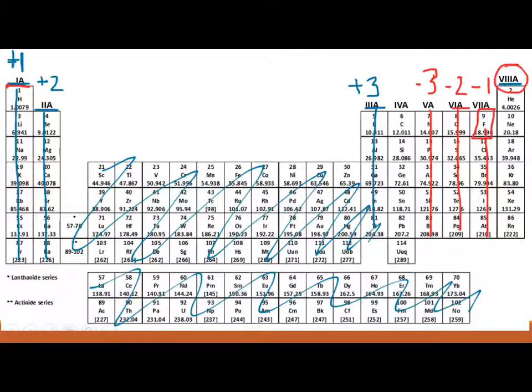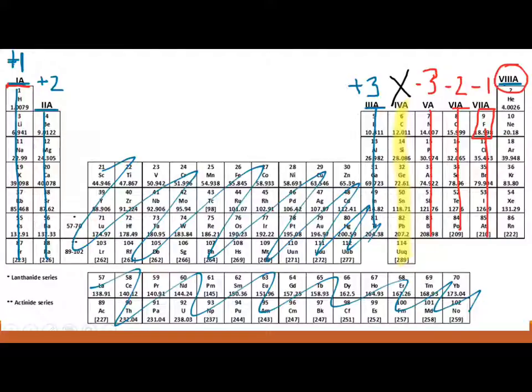Now you'll also notice that we have one thing left. We have the column 4A, and they have a choice. They can either gain 4 or lose 4. Neither one's particularly easy to do, so it turns out that in column 4A, they don't typically form ions at all, okay? So there are some cases in which they do, but the vast majority of the time they like to share electrons rather than try to transfer them.